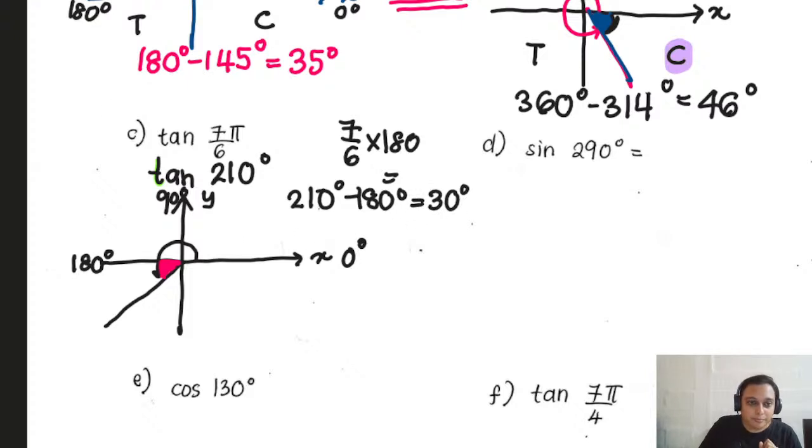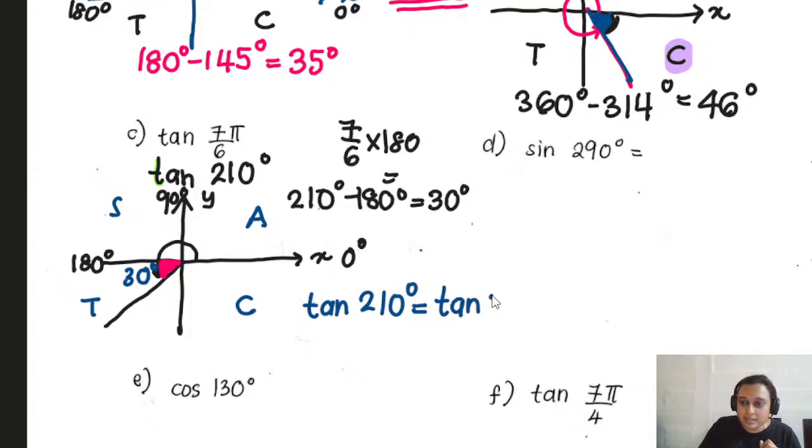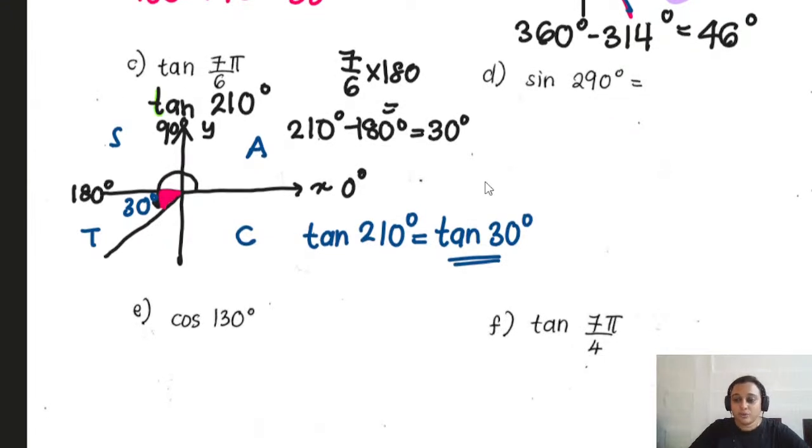So therefore, this part is only 30. So we look at "all science teachers crazy" here. Tangent 210 is positive there, so it equals tangent 30. So you double check, you will get the same answer. Okay. Next, D. Sin 290.